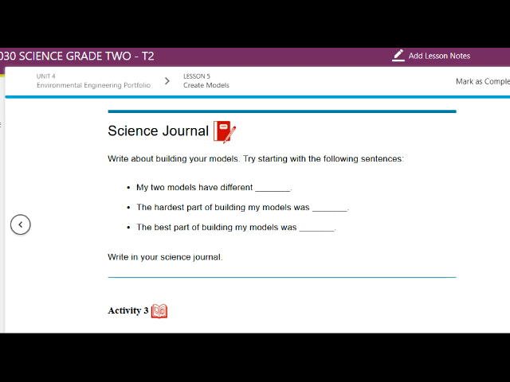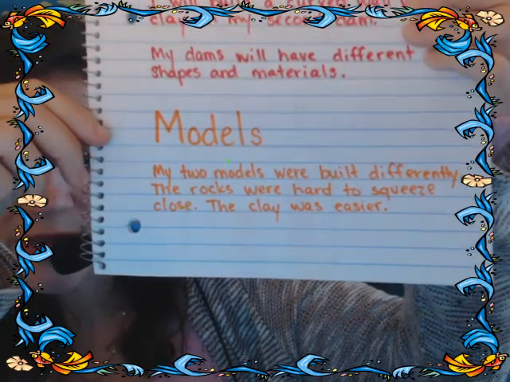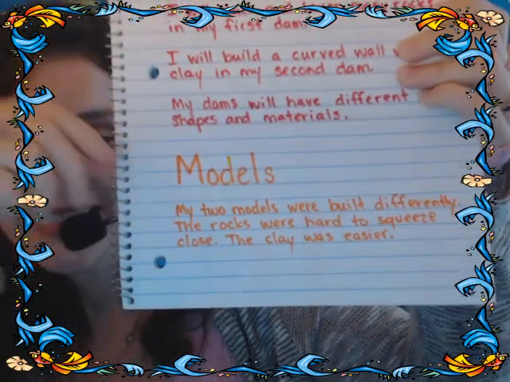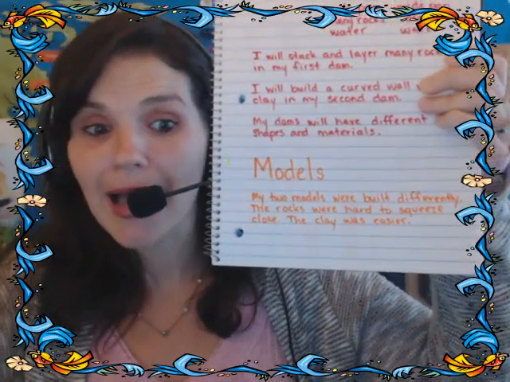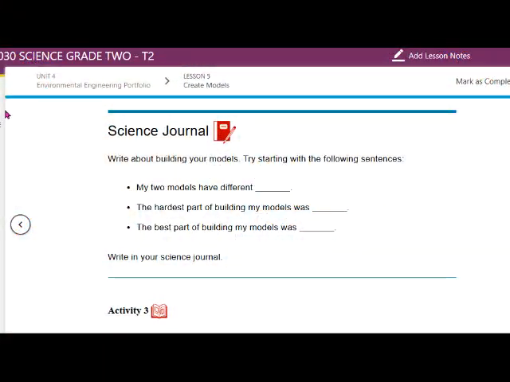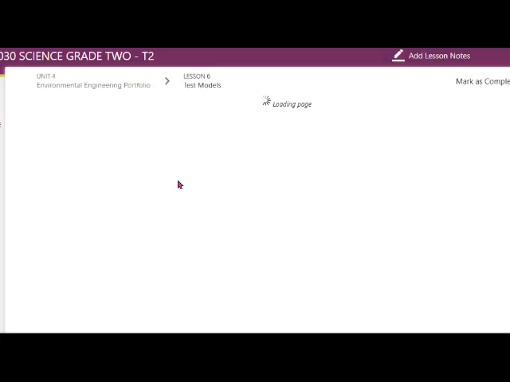So here is my example. I wrote, my two models were built differently. The rocks were hard to squeeze close, but the clay was easier. So these are some things that I discovered when I was building my models. All right, that's the end of lesson 5. Let's go on to lesson 6, where we're going to test our models.